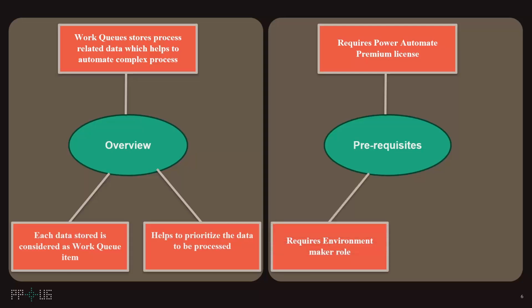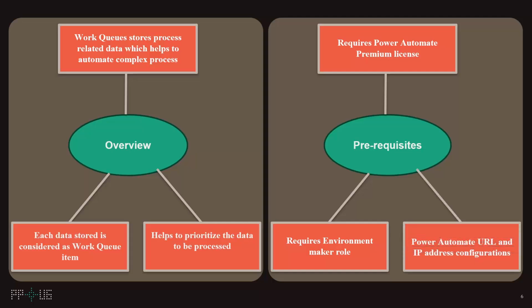And next, it requires the environment maker role or some other roles related to Dataverse, because at the beginning I told you that this work queue backend is completely dependent on Dataverse, which we are going to explore further in the later slides. And next, some URL configuration, because for the public and government clouds this URL and IP address configuration comes into place. So we have to consider these things, and you can find more details in the Microsoft documentation of the work queues.